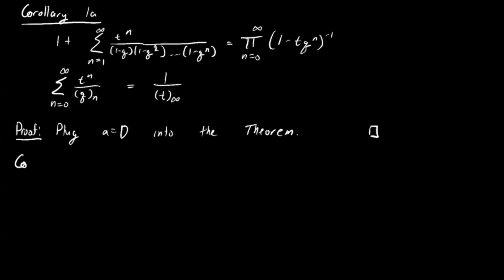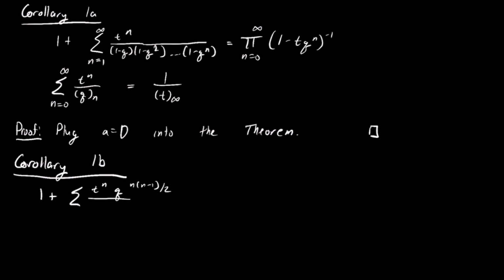So this will be corollary 1b. Okay, corollary 1b says the following. It says 1 plus the sum of t to the n, q to the n times n minus 1 over 2, divided by 1 minus q squared, all the way up to 1 minus q to the n, as n goes from 1 to infinity, is actually just equal to the product of 1 plus t q to the n, as n goes from 0 to infinity.